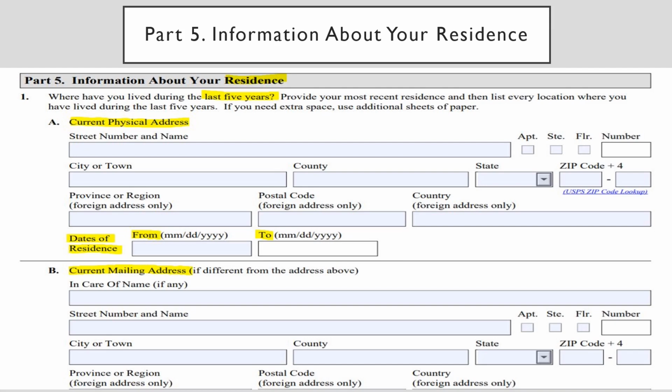Where have you lived during the last 5 years? Current physical address. Dates of residence. Current mailing address.